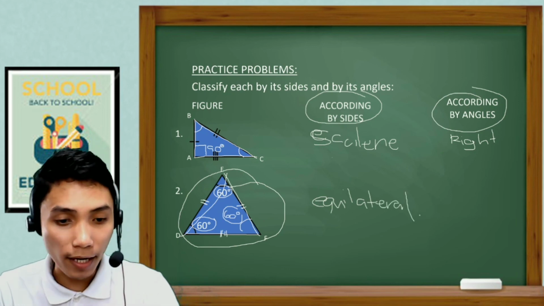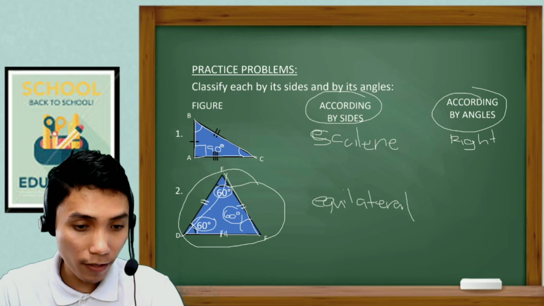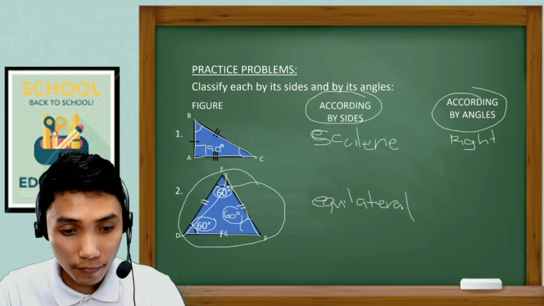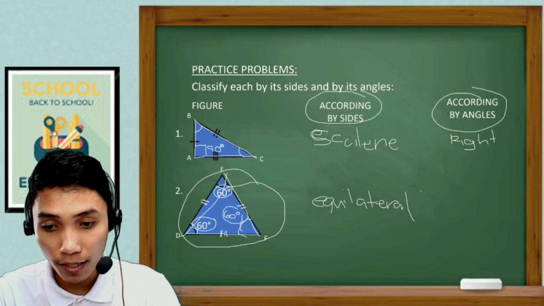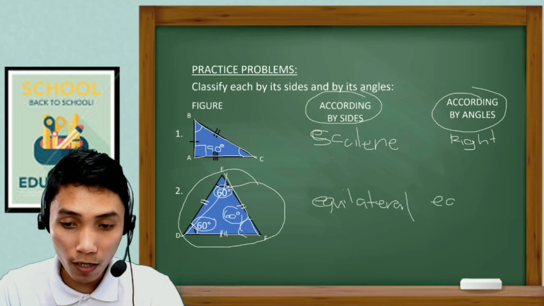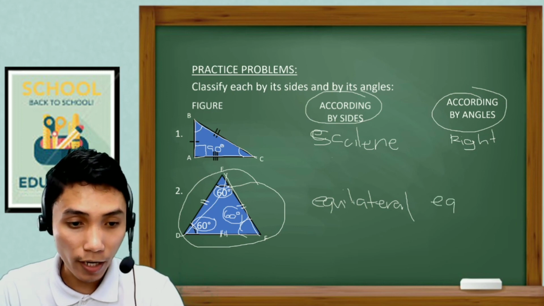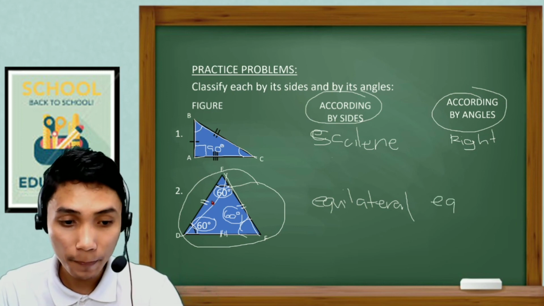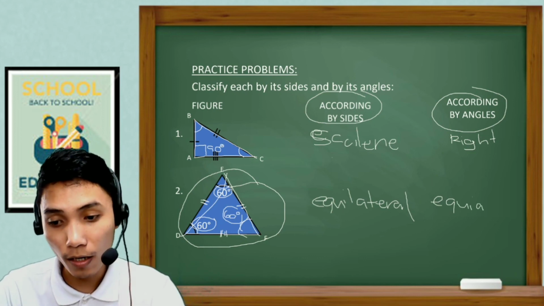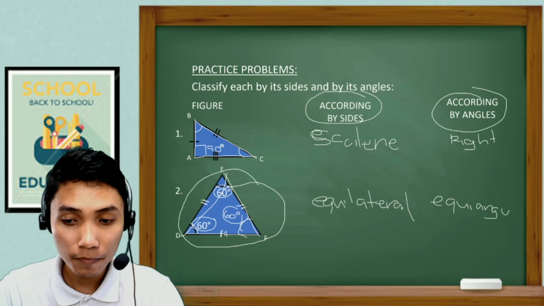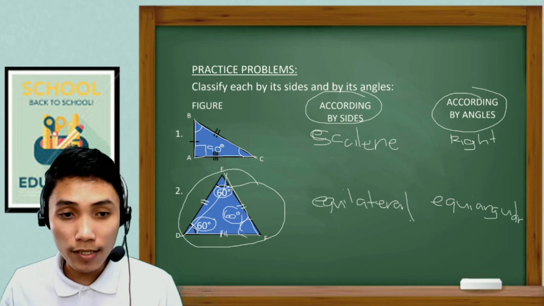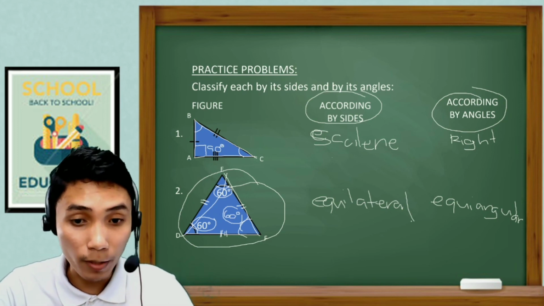Now according to angles, we have here also the same angles, which is 60-degree. So that one is equiangular. Okay, that is equiangular. Okay, so that is the answer to our problems.